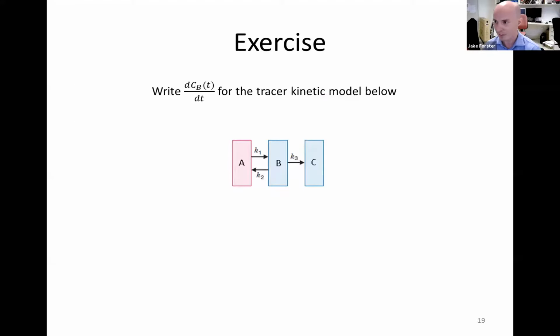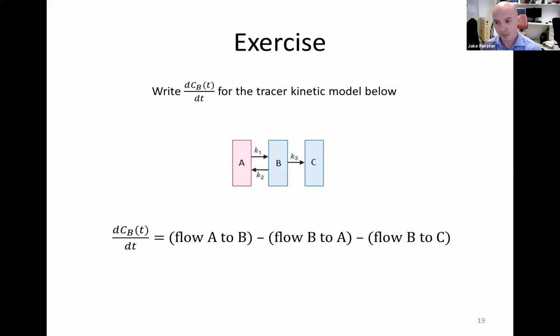For our next exercise, I've got another compartment model. This is a three-compartment model. I'd like you to write down the time rate of change in the concentration of compartment B. Again, pause it if you're watching a recording. It might look hard, but it's actually not very hard.